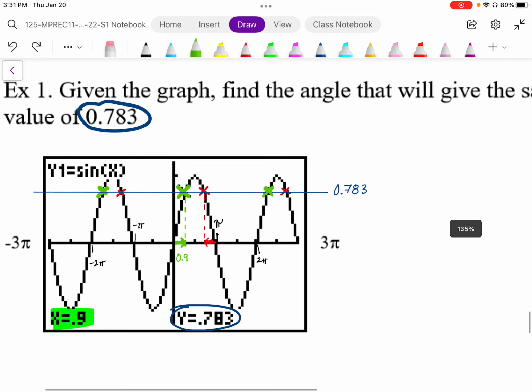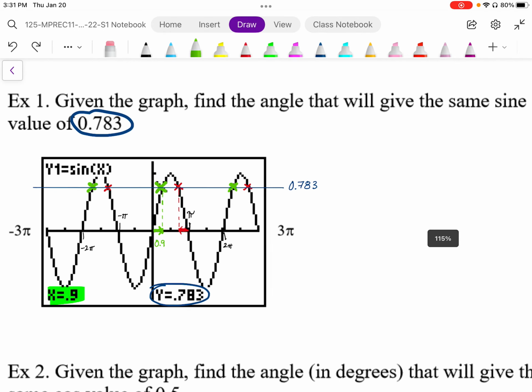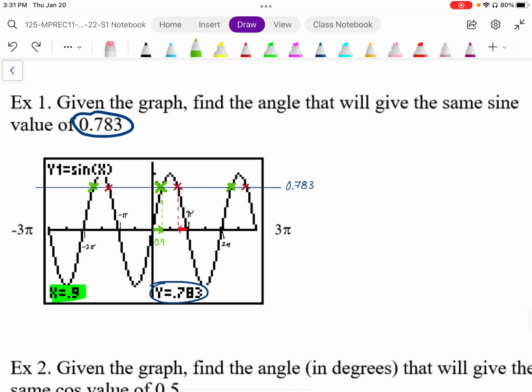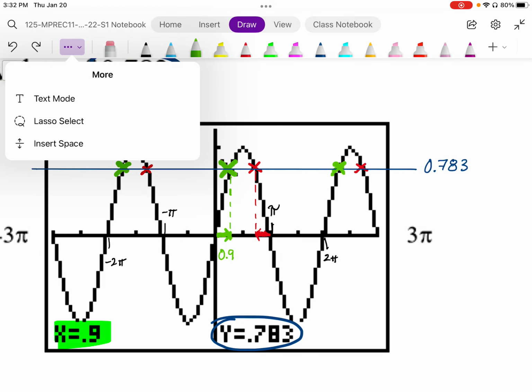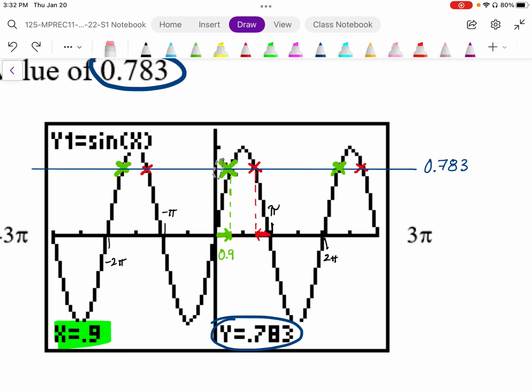We've also been told that we have a y value, or a sine value, of 0.783. So I've drawn a horizontal line at y equals 0.783 to represent the sine value of 0.783. And we can see that the original coordinate that was marked, and it's a little bit hard to see because I've drawn all over it, was at x right there. And we've been asked to find all the other points where it equals that same value.